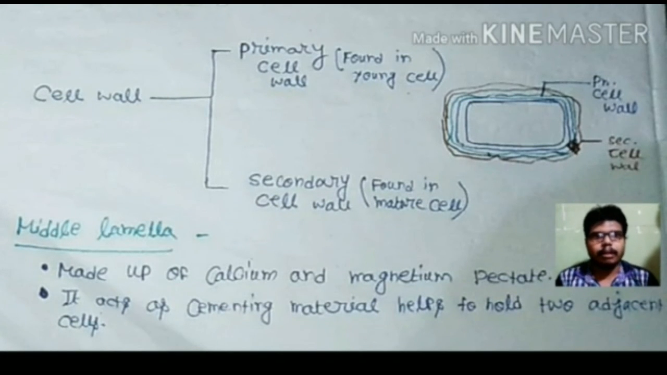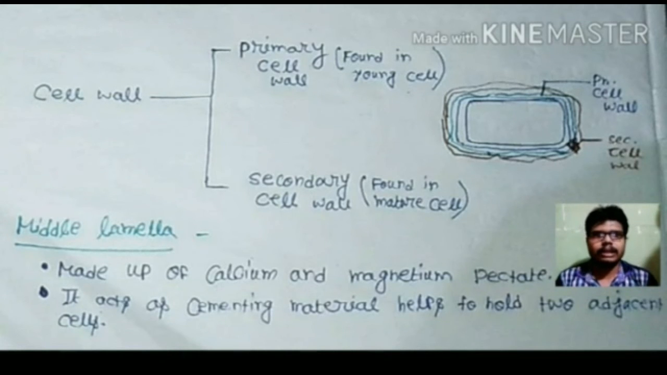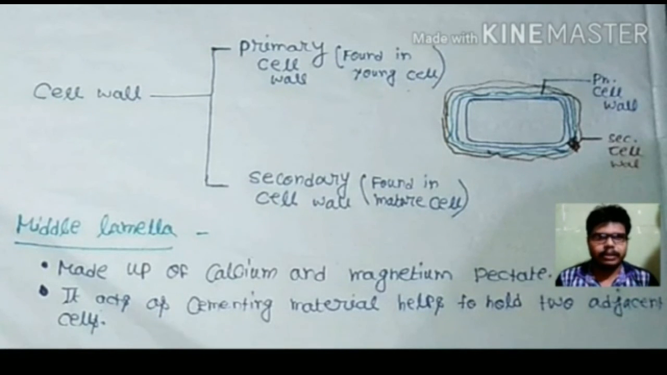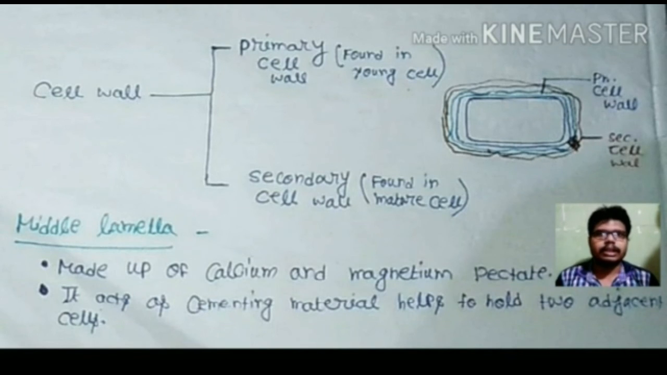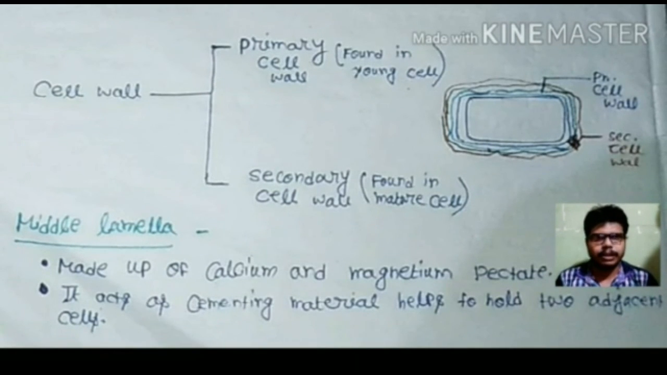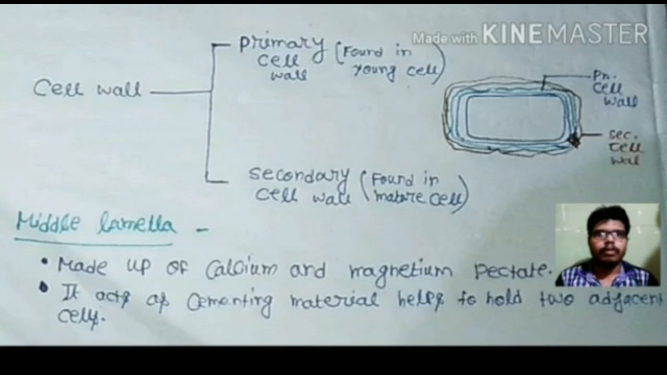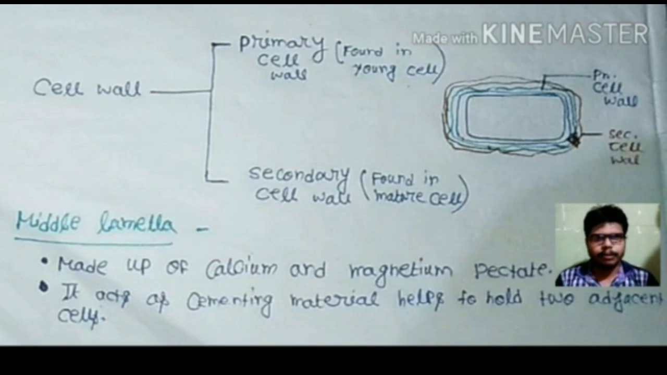The middle lamella is made up of calcium and magnesium pectate. It acts as a cementing material. That means it adjoins 2 cells to each other, acting like glue to join 2 different cells. This calcium and magnesium pectate dissolves and forms the plasmodesmata that help in the intercellular conduction of water, minerals and other compounds.